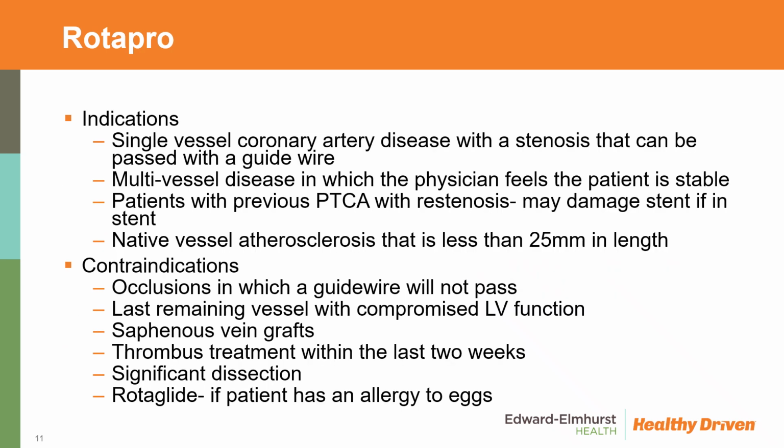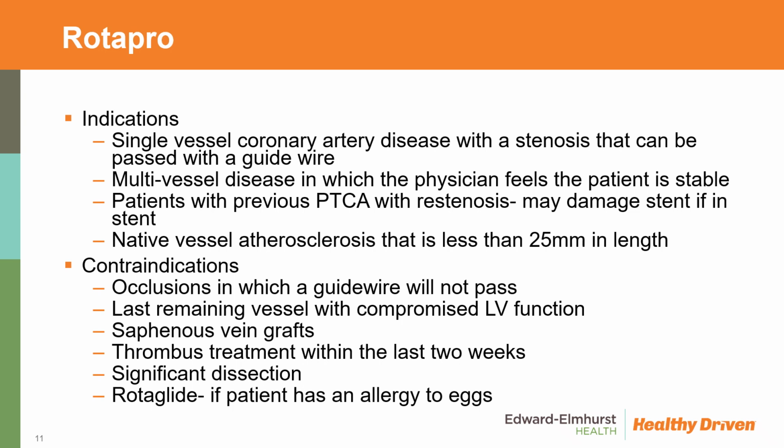The indications are single vessel coronary artery disease with stenosis that can be passed with a guide wire, multi-vessel disease in which the physician feels the patient is stable, patients with previous PTCA with restenosis. However, it may damage the stent if it is in the stent, the rotablator itself. And then native vessel atherosclerosis that is less than 25 millimeters in length.